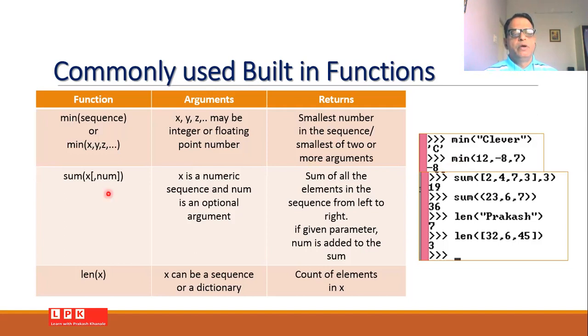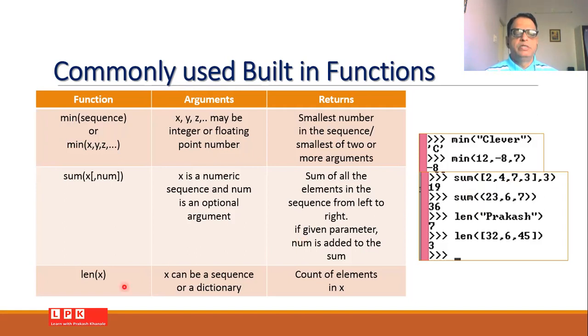Another function is sum of x, number, where x is the numeric sequence and number is an optional argument. So we will get the sum of all the elements in the sequence from left to right. And if the parameter is given, then the number is also added into the sum. For example, if I write sum of list 2, 4, 7, 3, 3, then I will get the sum of all the elements equal to 90. If I write sum of 23, 6, 7, then I will get the result 36.